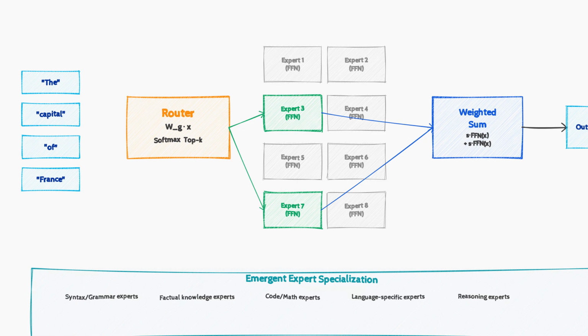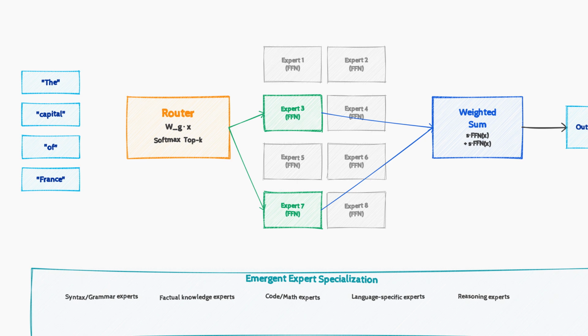Only those two FFNs receive X and compute their output. The outputs are weighted by the softmax scores and added together. The remaining 6 experts, or 254 in the DeepSeek case, do zero computation. They just sit in memory and are not used for this token. This is called sparse conditional computation. Different tokens might activate completely different experts.